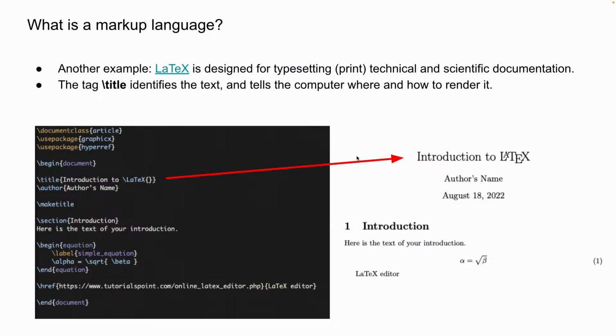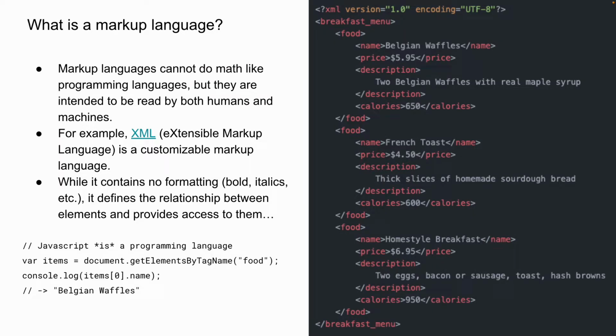So LaTeX is another one. It's designed for technical and scientific documentation, and the tag identifies the text and tells the computer where and how to render it. So markup languages cannot do math like programming languages. But some of them are very close to a programming language, specifically XML, which is usually not edited by humans, but you definitely can.